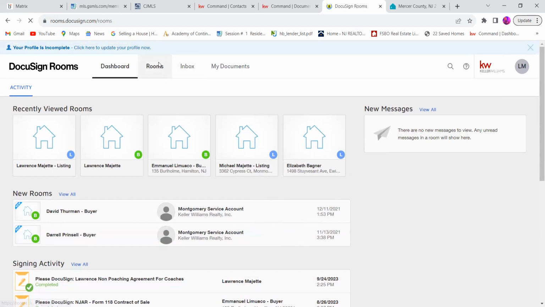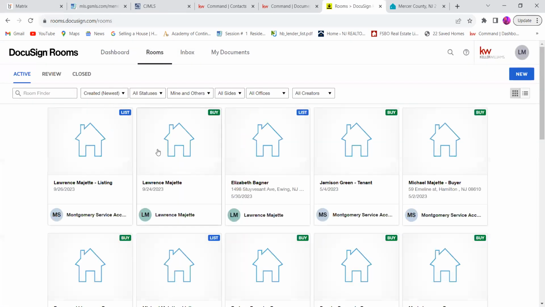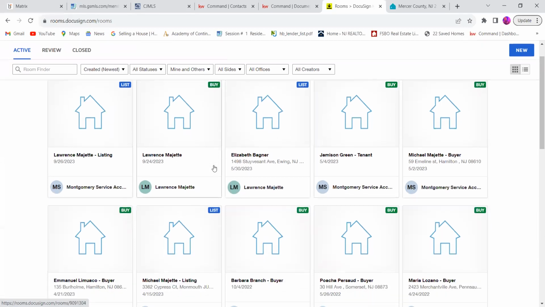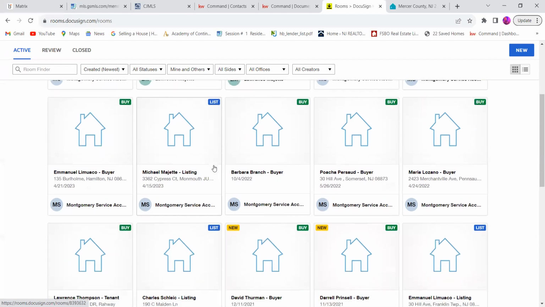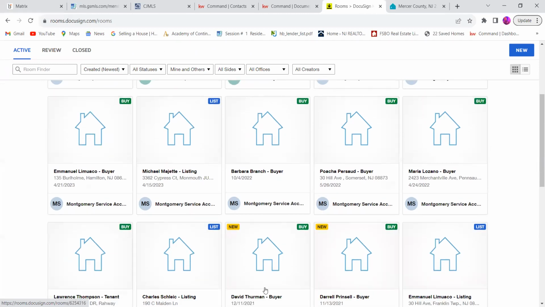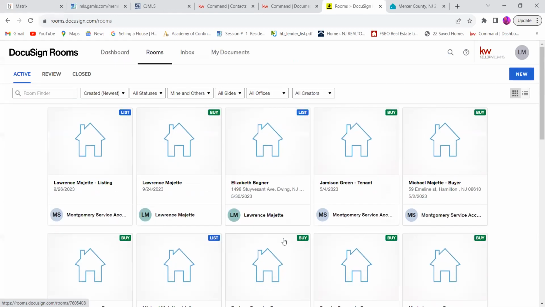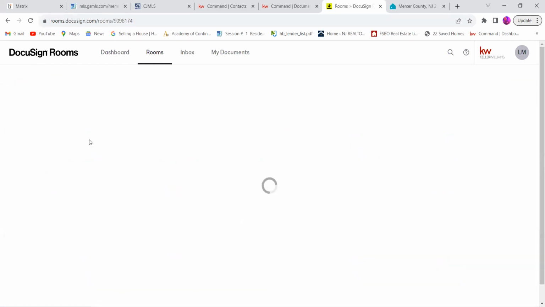And then we're going to go into our rooms. So these are all the rooms that you create, right? From all your buyers, from all your clients, from everything that you do on DocuSign. It's all going to be right here for you. So we're going to go into my room here.